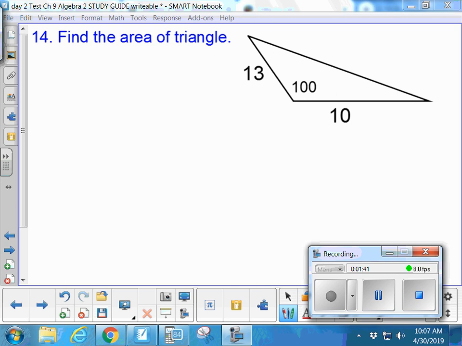Alrighty, so what's our strategy? Sine, cosine, tangent, law of sines, or law of cosines? Oh gosh, well it would be law of cosines, but I didn't read the prompt. Find the area. It's an area formula. We need one of our area formulas actually. The area formulas are this one if you know 2 sides and 1 angle, or this one if you know all 3 sides. So I think we need the one with the angle.